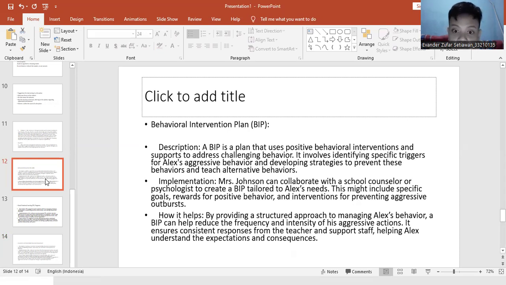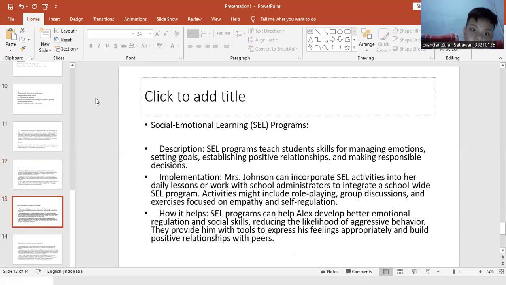Implementation. Mrs. Johnson can collaborate with a school counselor or psychologist to create a BIP tailored to Alex's needs. This might include specific goals, rewards for positive behavior, and interventions preventing aggressive outbursts. How it helps: by providing a structured approach to managing his behavior, a BIP can help reduce the frequency and intensity of his aggressive actions. It ensures a consistent response from the teacher and support staff, helping him understand expectations and consequences.